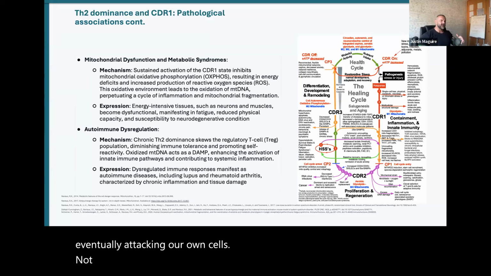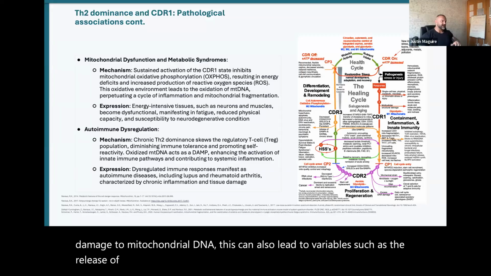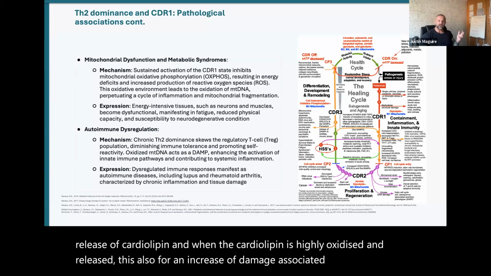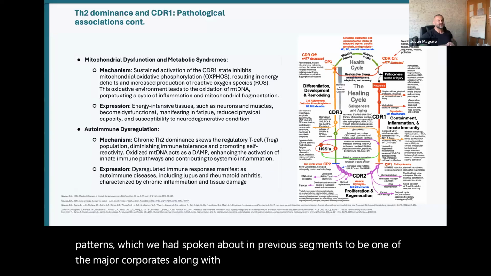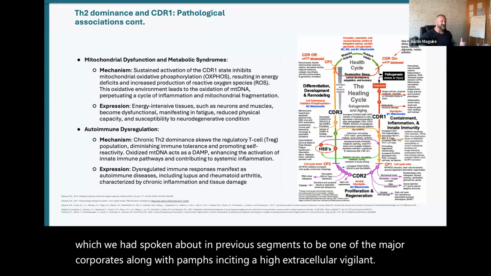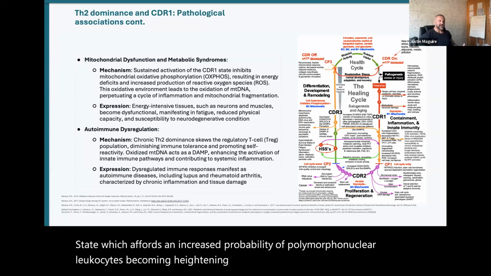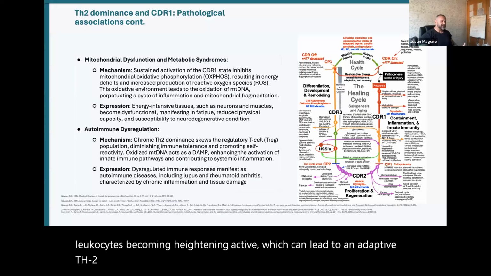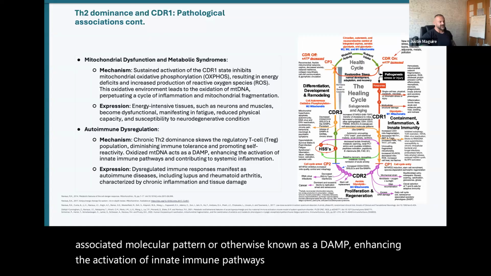Not only that, but also due to the way in which Th2 dominance affords damage to mitochondrial DNA, this can also lead to variables such as the release of cardiolipin. And when the cardiolipin is highly oxidized and released, this also affords an increase of damage-associated molecular patterns, which we have spoken about in previous segments to be one of the major culprits, along with PAMPs, in inciting a high extracellular vigilant state, which affords an increased probability of polymorphonuclear leukocytes becoming increasingly active, which can lead to an adaptive Th2 dominant state. So oxidized mitochondrial DNA acts as a damage-associated molecular pattern, otherwise known as a DAMP, enhancing the activation of innate immune pathways and contributing to systemic inflammation.